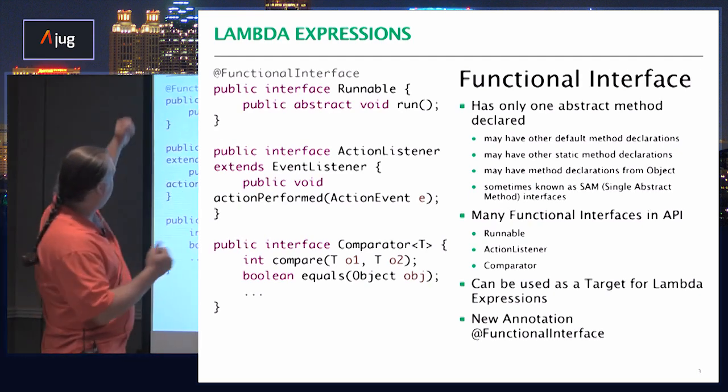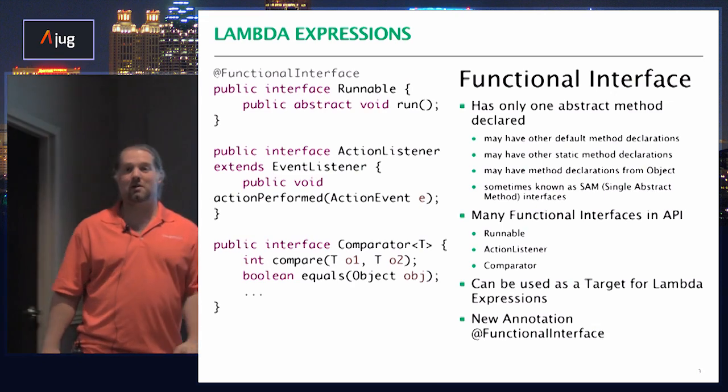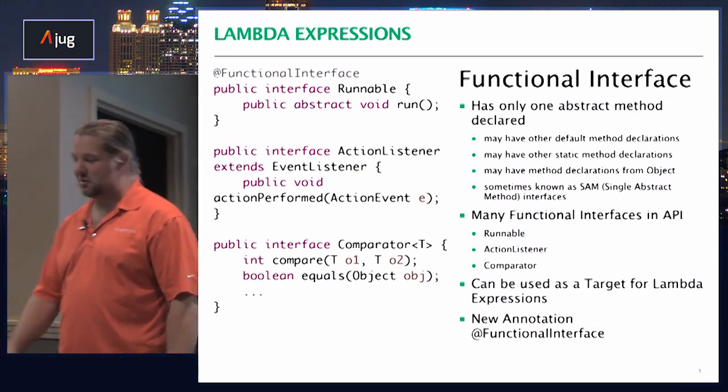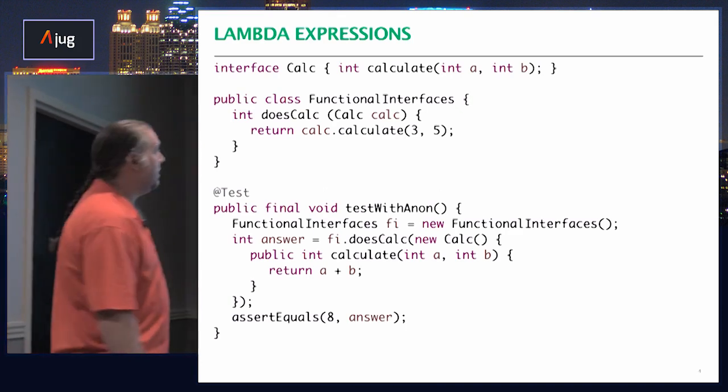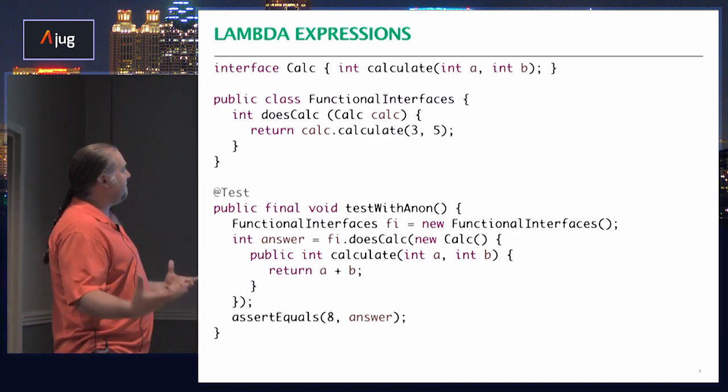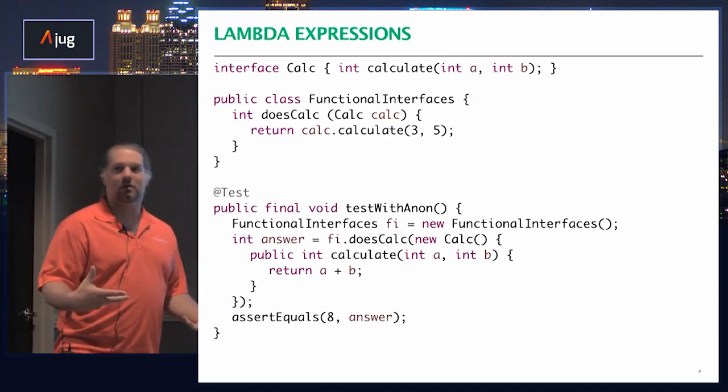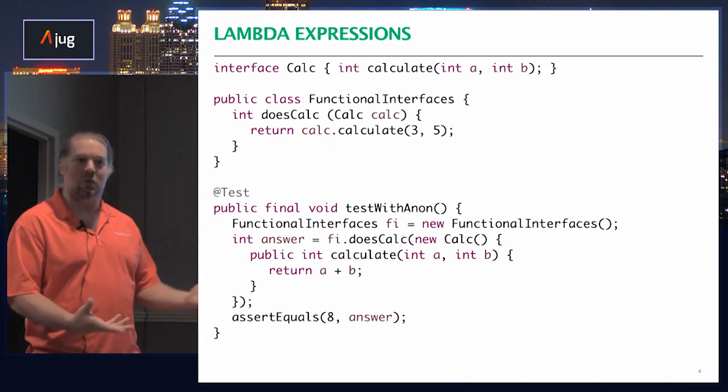Oh, sorry, and I almost forgot. We have a brand new annotation that does nothing except mark your code so you know what you're doing: FunctionalInterface. It has no actual use. So the neat thing about functional interfaces is we can create our own, right? I mean, we don't have to use one that's already there.